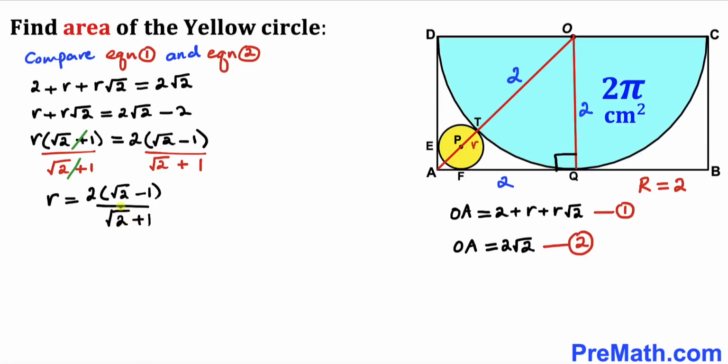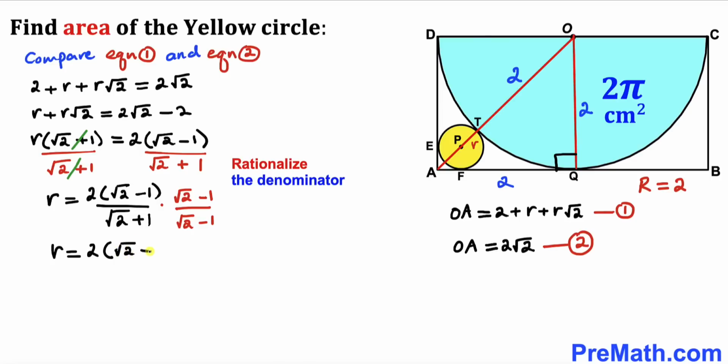And now we can see we got a radical at the denominator. Therefore we are going to rationalize the denominator by multiplying and dividing by its conjugate, which is square root 2 minus 1 divided by square root of 2 minus 1 as well. So therefore this lowercase r is going to be, on the top, numerator could be written as 2 times square root of 2 minus 1 whole square divided by this square root of 2 plus 1 times the square root of 2 minus 1.